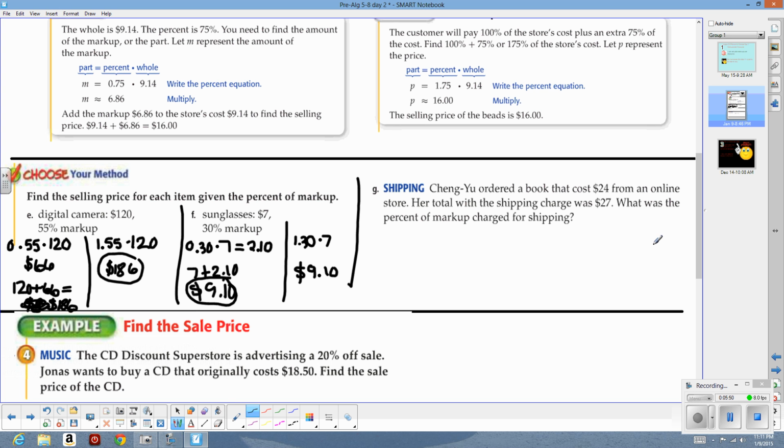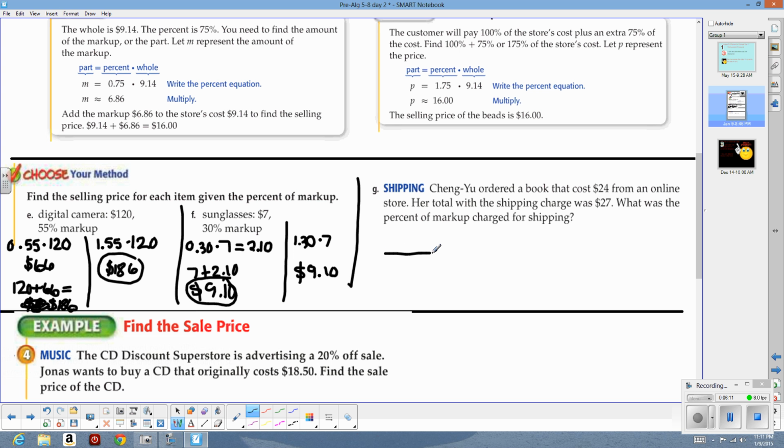Chengyu ordered a book that cost $24 from an online store. Her total with the shipping charge was $27. What was the percent of markup charged for shipping? This problem is a little bit different because we are trying to find the percent of markup. So this is actually like the previous day's lesson.